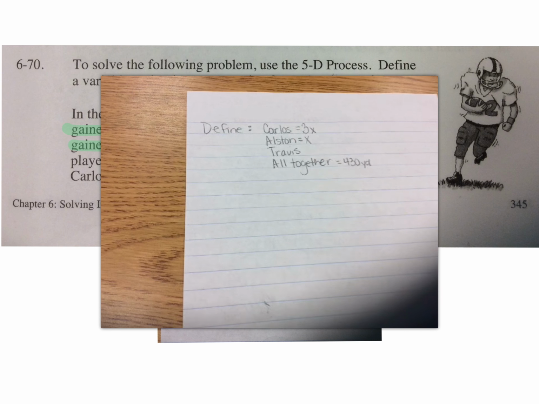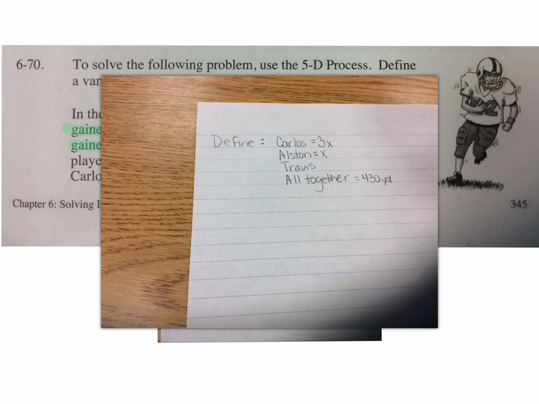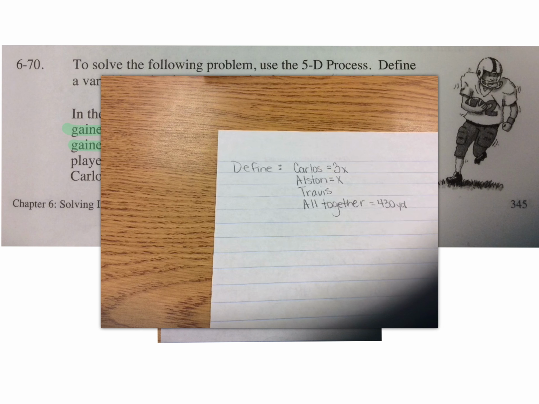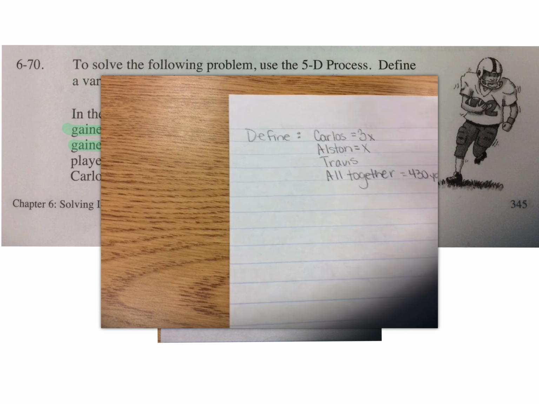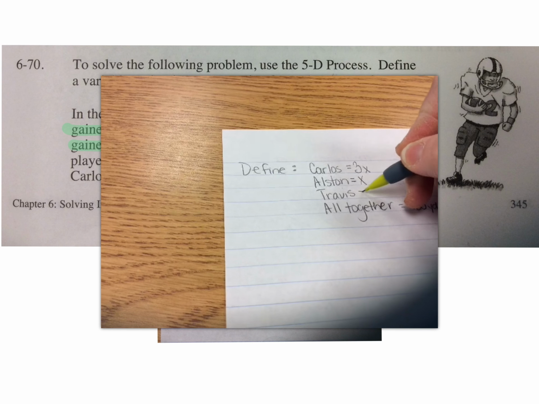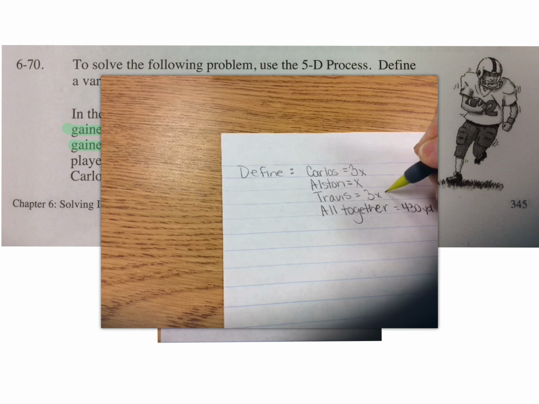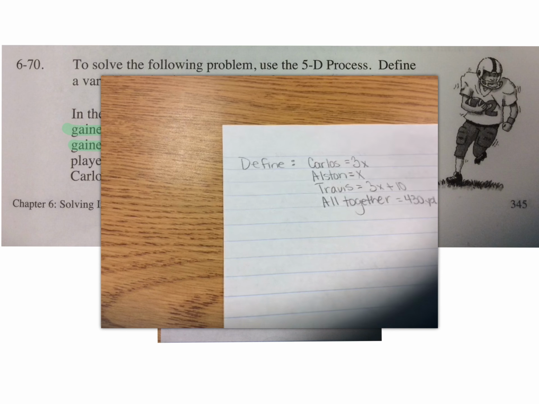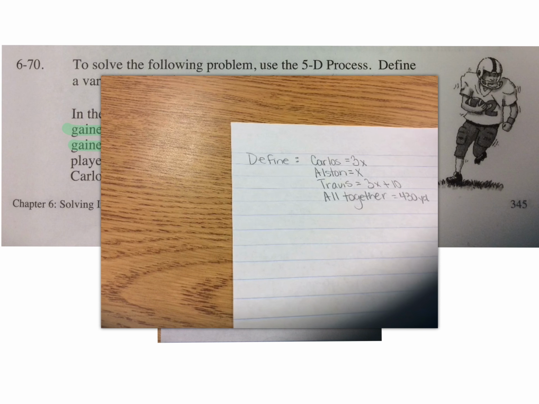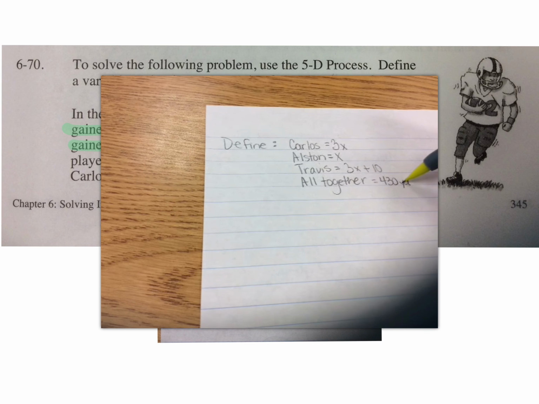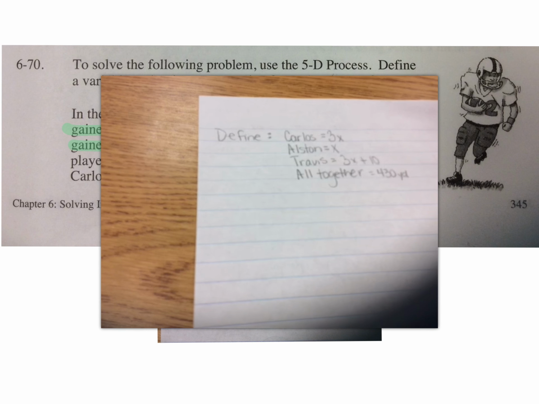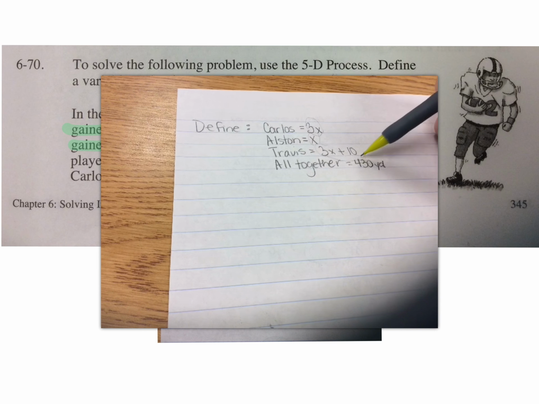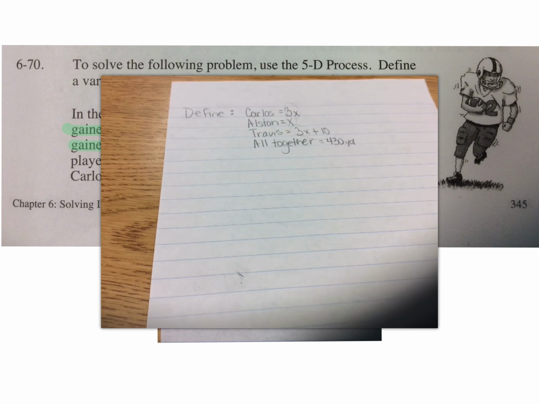Okay, so this is what it's looking like. And then we have the next person, and it says Travis gained 10 yards more than Carlos. So we have to take the number for Carlos, which is 3x, and add 10. It's 10 more yards than Carlos. Altogether, the 3 players gained 430 yards. Okay, so your next step is to write an equation. You're using 3x, x, 3x plus 10, and 430. Go ahead and write your equation.